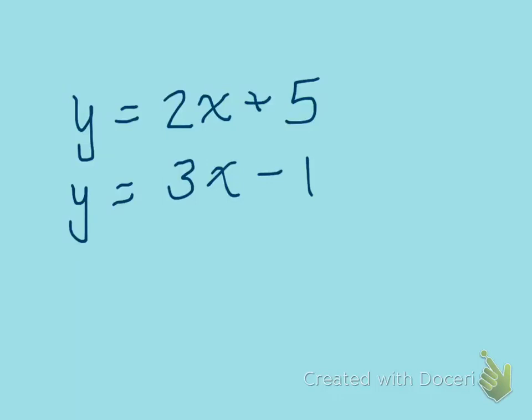Okay, we are going to practice solving systems of linear equations using the substitution method. So here we have y equals 2x plus 5 and y equals 3x minus 1 to make up our system. Now, for the substitution method, we need to solve one of the equations for x so that it can be substituted into the other equation. Okay, they are both in slope-intercept form. We need to solve one of them for the x variable.